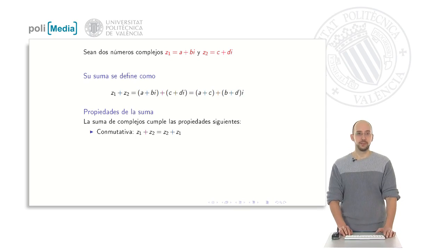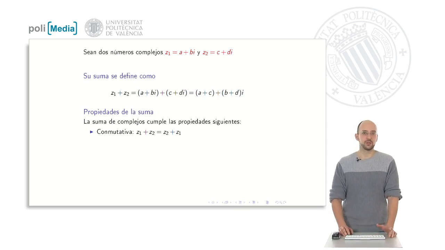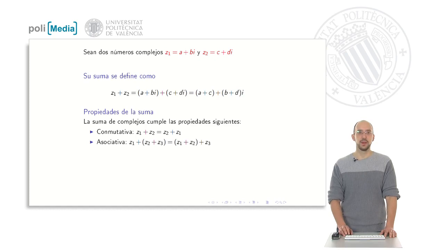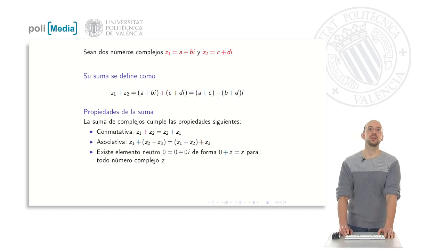The typical ones that we expect it to fulfill. For example, the commutative property simply says that the order in which we add does not alter the result. The associative property tells us that if we add three complex numbers, it is the same to start with z2 plus z3 as it is to start with z1 plus z2; the result in the end is the same.